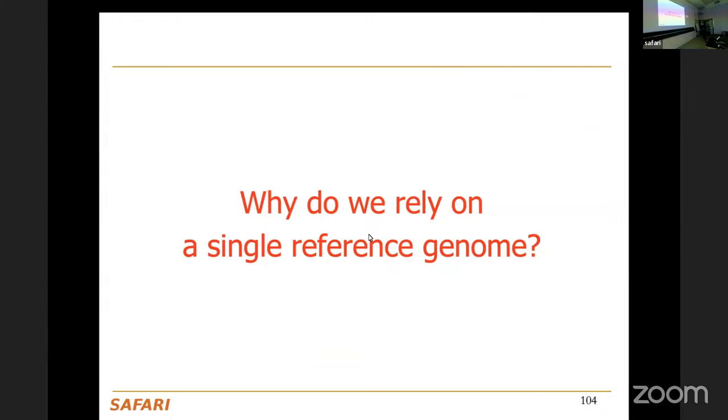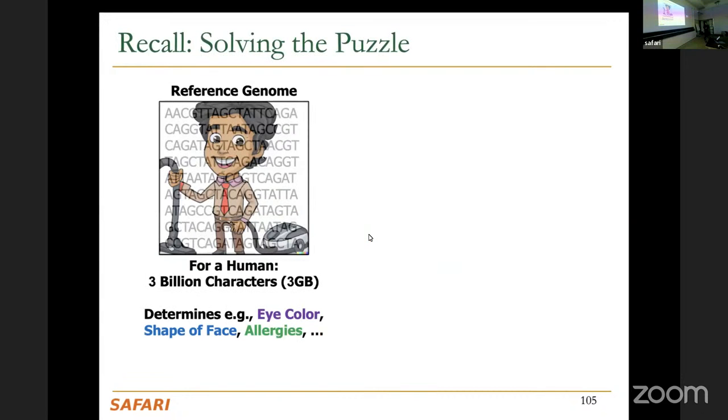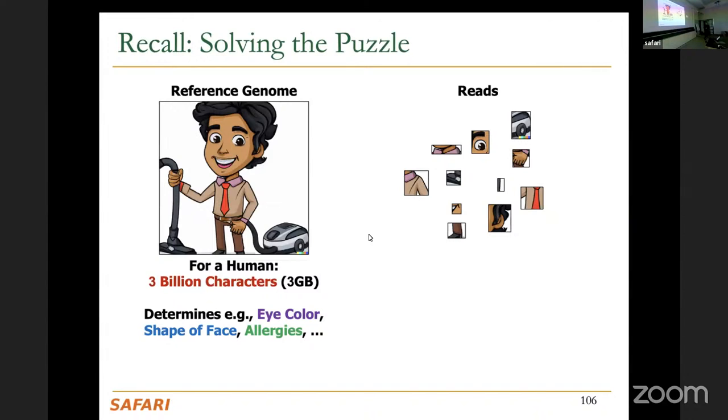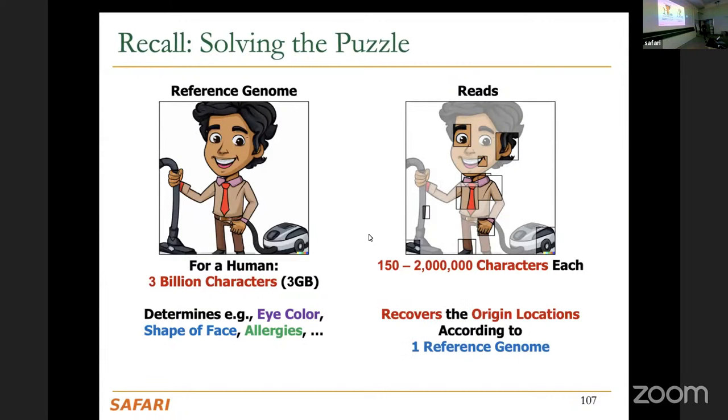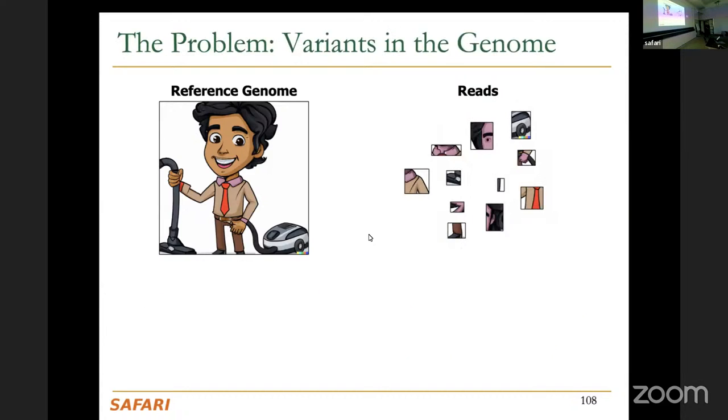The other question is, should we really rely on a single reference genome? Because individuals, of course, show differences in their genome as well. So how good is the template sequence at representing the entire population? Currently, what we do is you have this human genome, right? It determines many phenotypes, of course, and the reads have certain lengths, and their origins and locations are unknown. So what we do is map them by looking at the single reference genome.